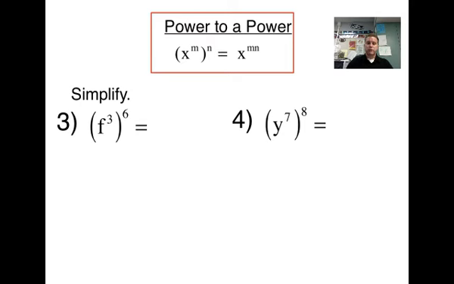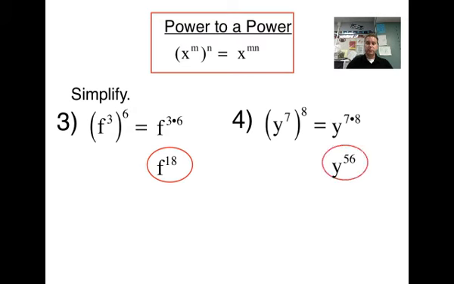Would you try these two? So f to the third raised to the 6th, we're basically doing 3 times 6 here, which gives me f to the 18th. Y to the 7th raised to the 8th is going to be 7 times 8, y to the 56th power.